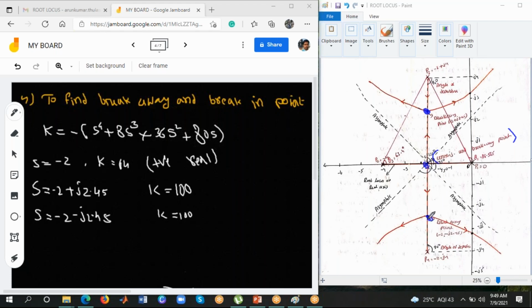So మనకు టోటల్ గా 3 breakaway points వస్తాయి. ఒకటి -2 దగ్గర, ఒకటి -2 plus J 2.45, and -2 minus J 2.45. So these are the 3 breakaway points. Okay now. So next step is to find the angle of arrival and angle of departure. Okay now. So continue చేద్దామా లేకపోతే నెక్స్ట్ క్లాస్ లో డిస్కస్ చేసుకుందామా?